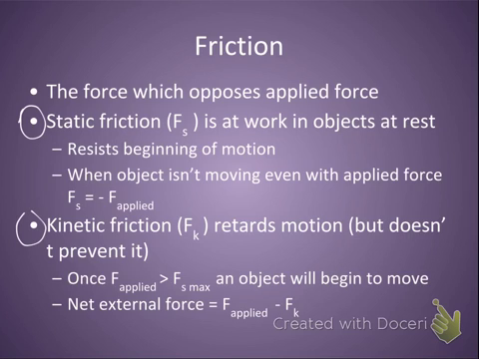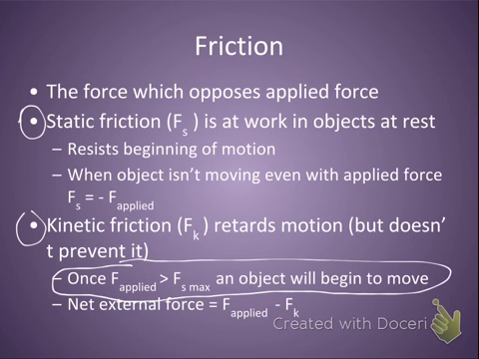So kinetic friction retards, it reduces, it slows down motion. It doesn't prevent it, though. Now, the rougher the surface, of course, the more friction you're going to have. So here's the critical thing. Once you get something moving, the force applied exceeds the force of static friction max, it starts to move. At that point, if we're only dealing with the one axis, the net external force is just the applied force minus that force of kinetic friction.